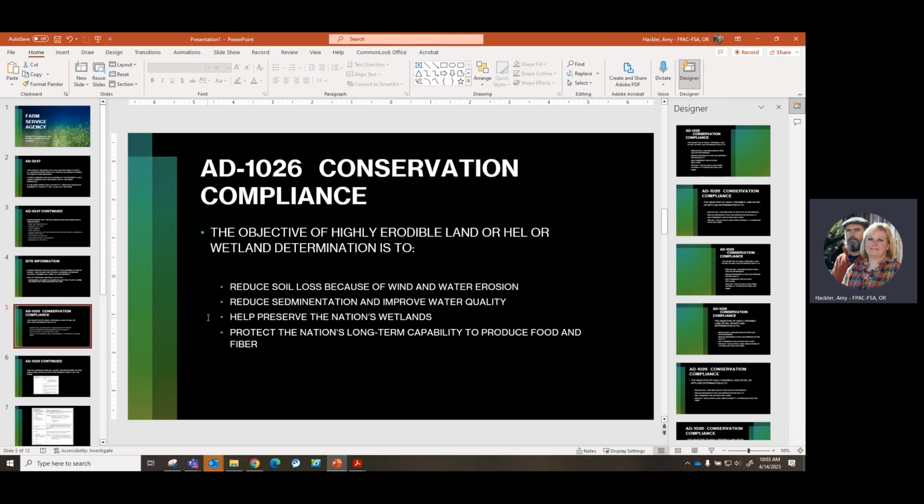And we encourage you to ask questions, call us before filling it out so you don't have to fill it out multiple times to get it correct to us. Highly erodible and wetland, the objective is to reduce soil loss because of wind and water erosion. Of course, improve water quality, help preserve the nation's wetlands, and protect the nation's long-term capability to produce food and fiber.